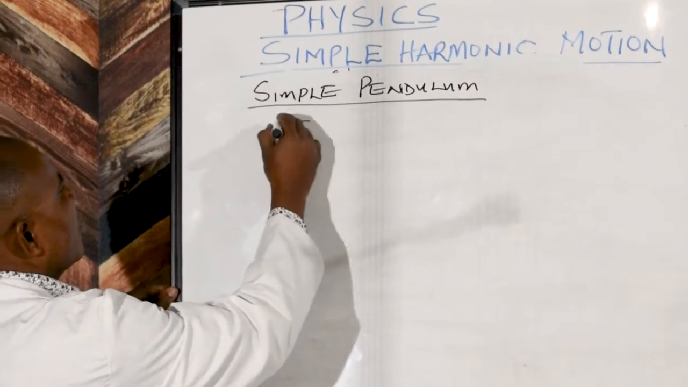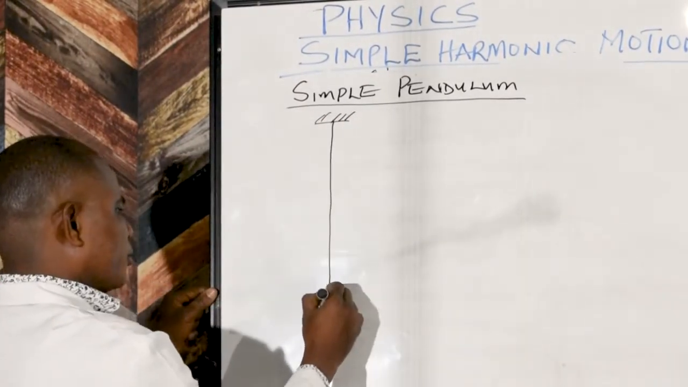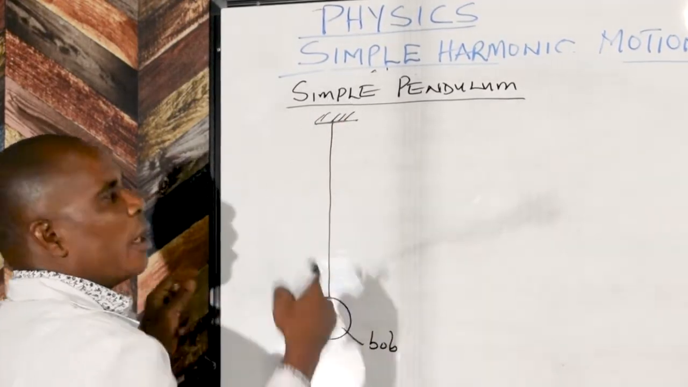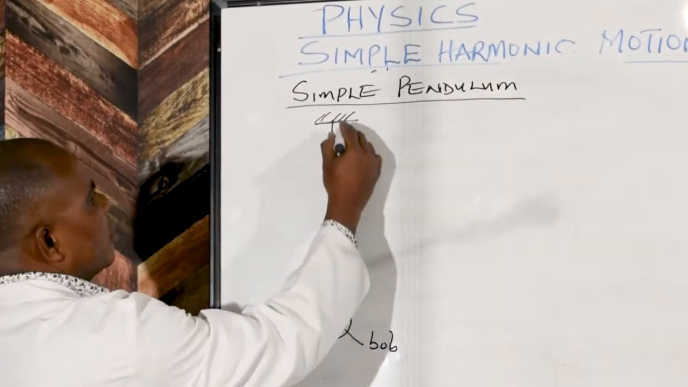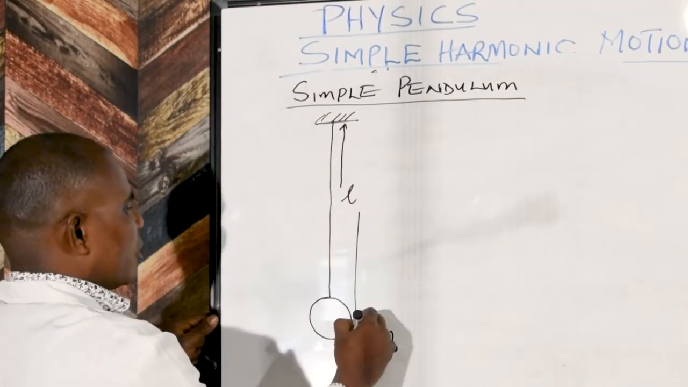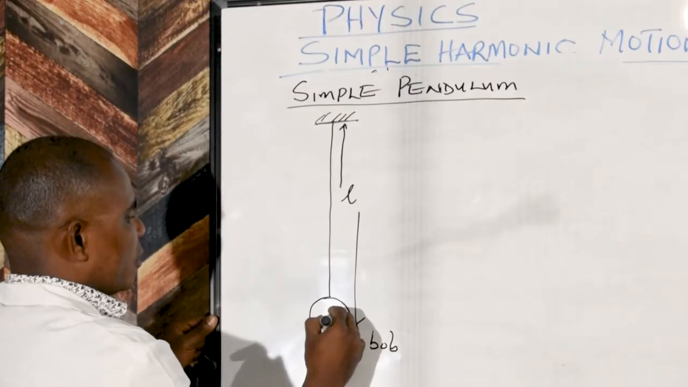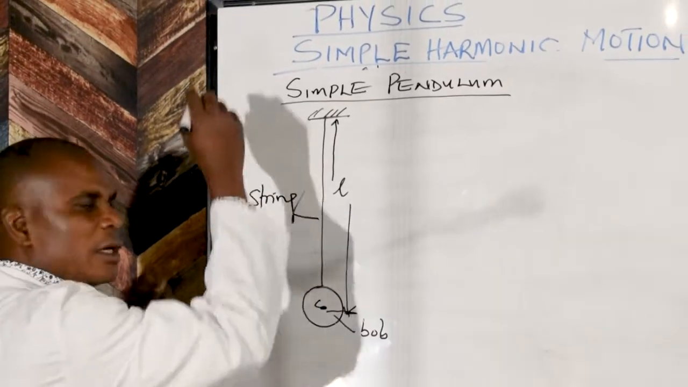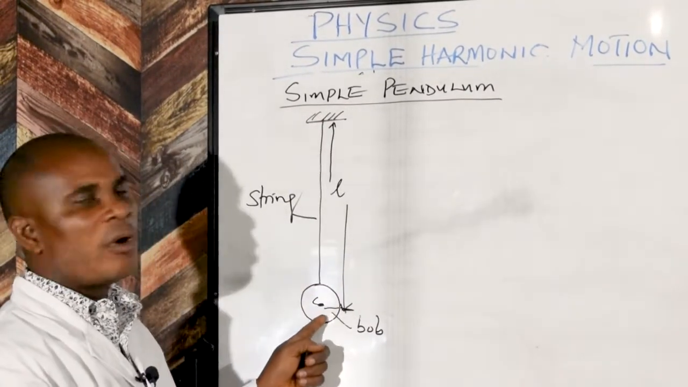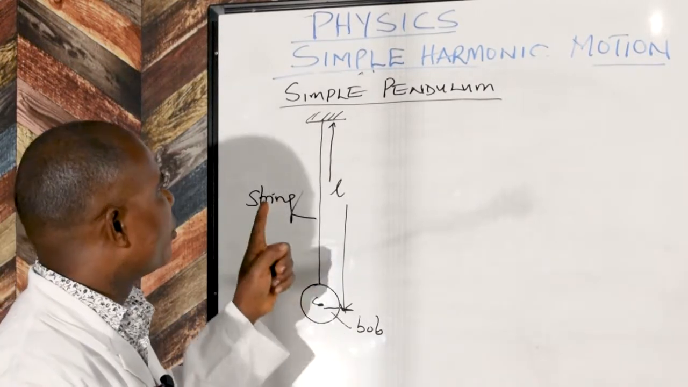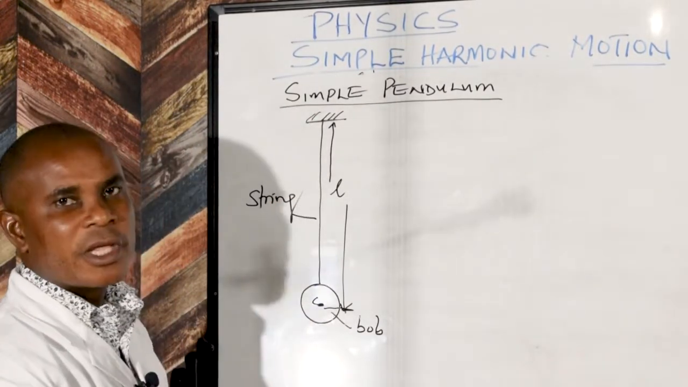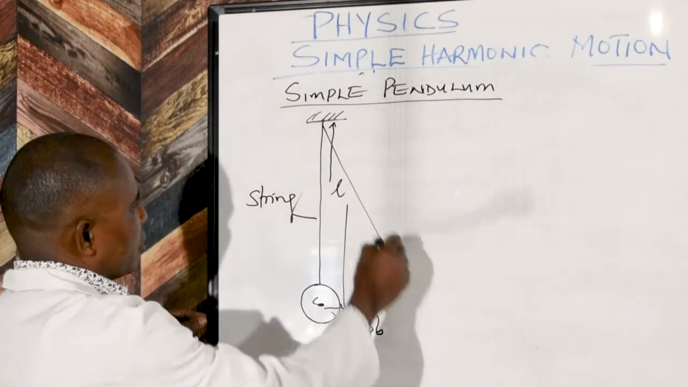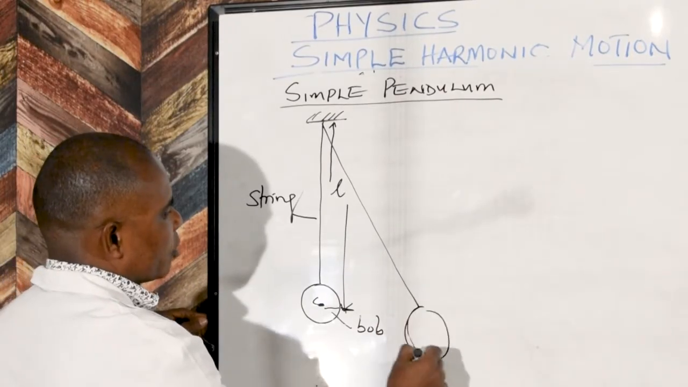The simple pendulum is a string with a bulb at the end, and this string is attached to a support. The length of that string is from that point up to the center of gravity. That is an inextensible string, and that string and the bulb hanging there is a simple pendulum. The simple pendulum is attached to a rigid support. Now this simple pendulum will oscillate when we displace it.